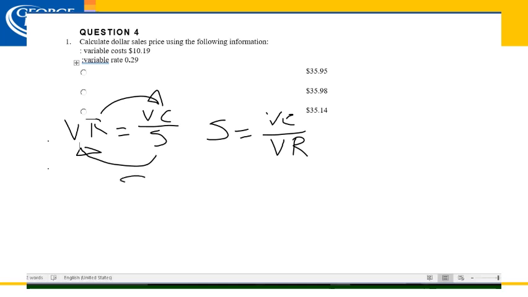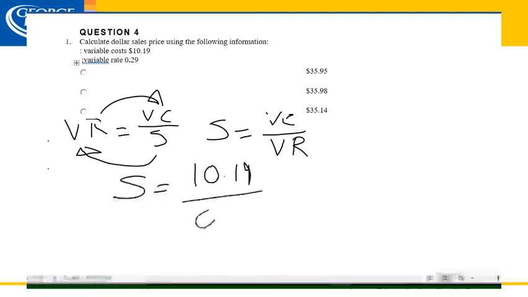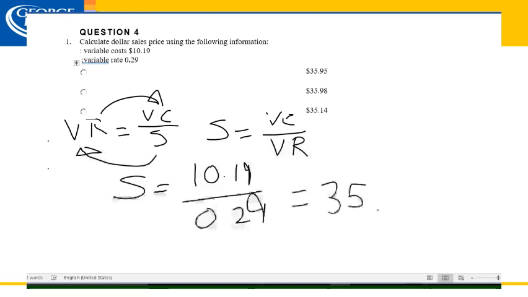Okay, so now that we have the proper equation to solve for this question, we just plug and play with some numbers. Our sales is equal to $10.19 divided by 0.29. Let me pull out my calculator. So $10.19 divided by 0.29, or 29%, is 35.137. And in this case, we would round this up to 35.14. So in this case, C would be correct.